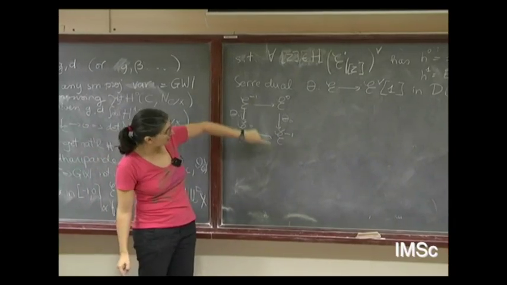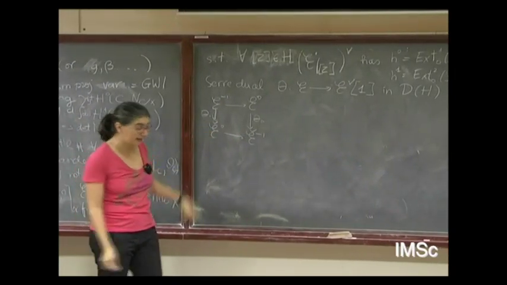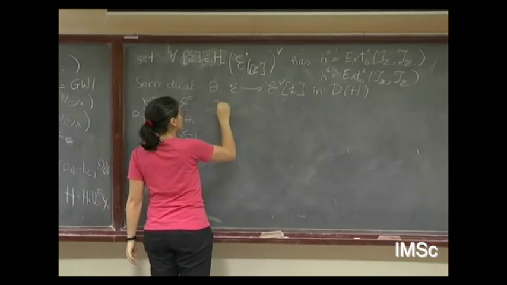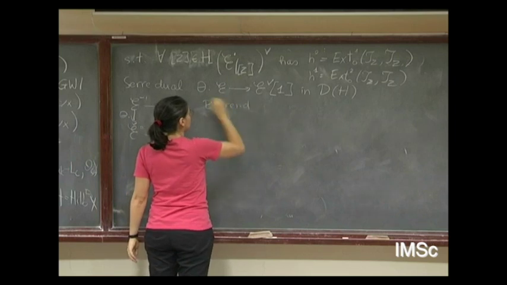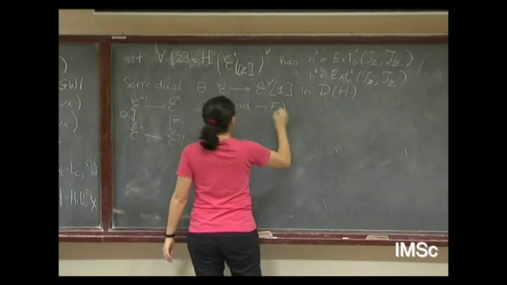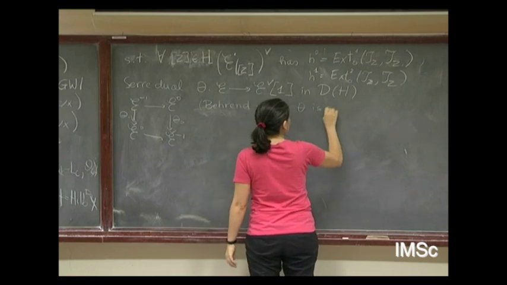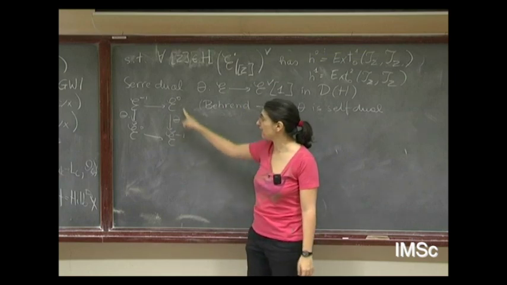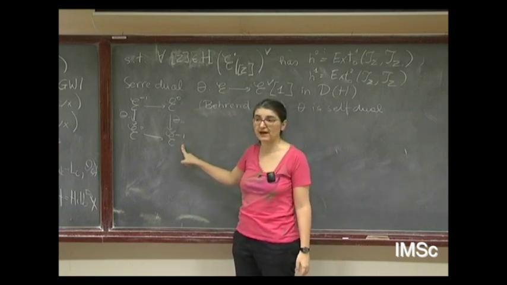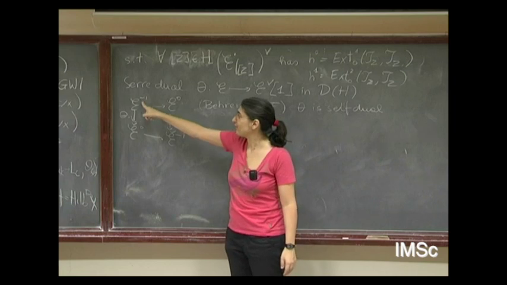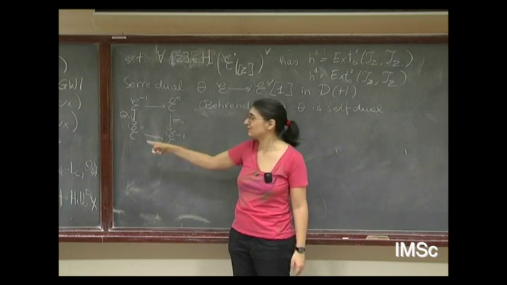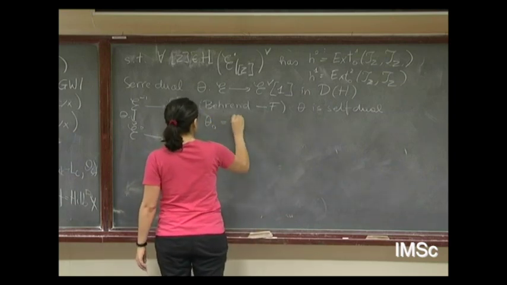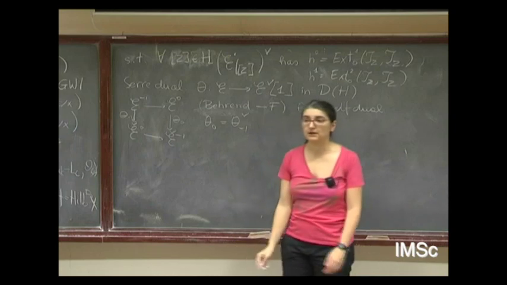So in particular, notice that this theta has the property, you can prove, and this is something I work on with Kai Behrend, that this theta is self-dual. So what does it mean that it's self-dual? You see, here you have a map from E0 to the dual of E minus 1. And here you have a map from E minus 1 to the dual of E0. So you can ask yourself, what is the relation between these maps? And the answer is that theta 0 is theta minus 1 dual.